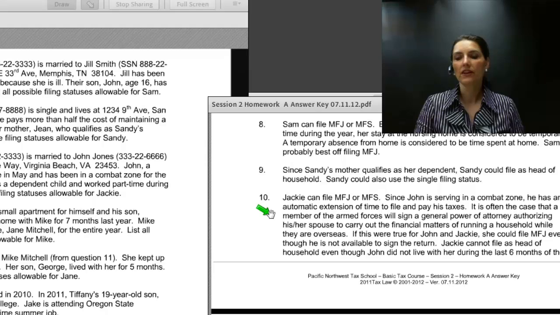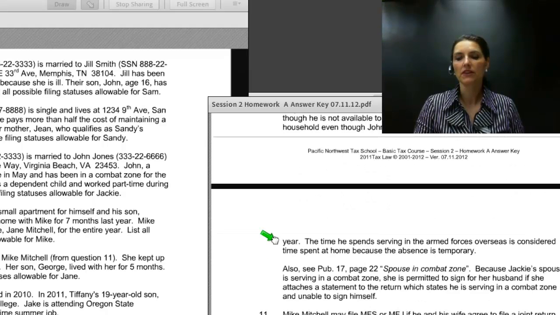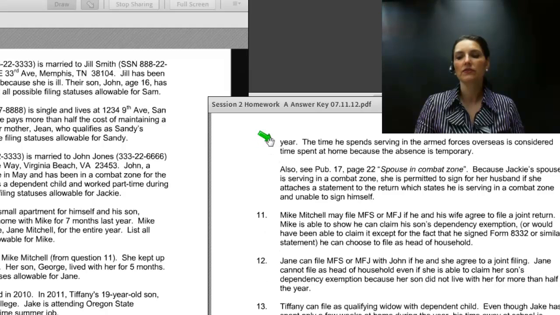Jackie cannot file as head of household even though John did not live with her during the last 6 months of the year. This is because the time he spends serving in the armed forces overseas is considered to be time spent at home because the absence is temporary. Also see Publication 17, page 22, Spouse in Combat Zone. Because Jackie's spouse is serving in a combat zone, she is permitted to sign for her husband if she attaches a statement to the return which states that he is serving in a combat zone and is unable to sign himself.